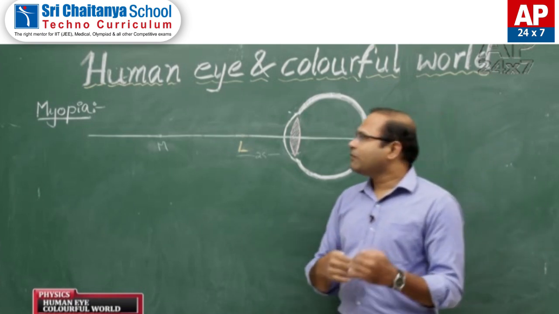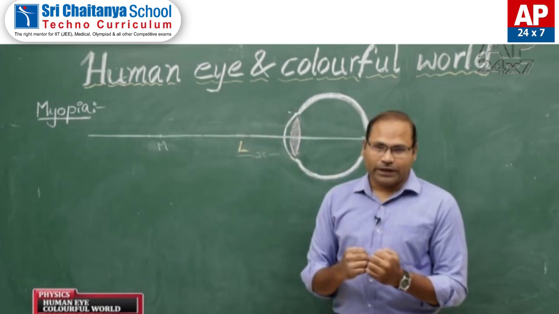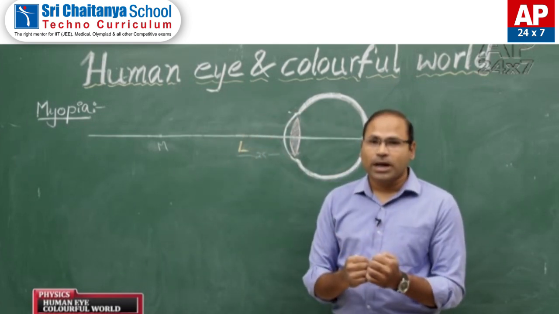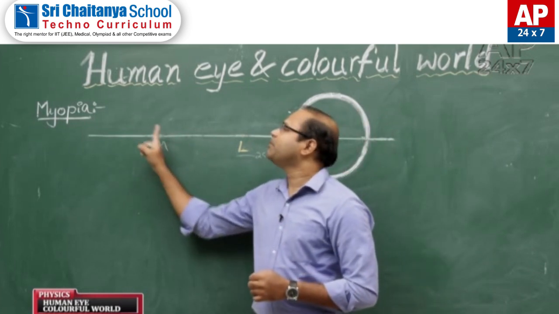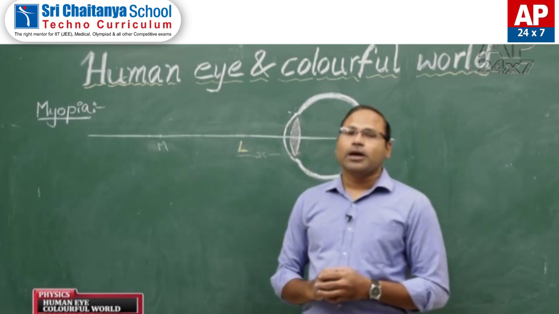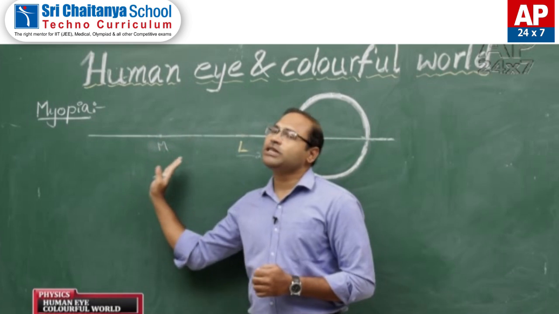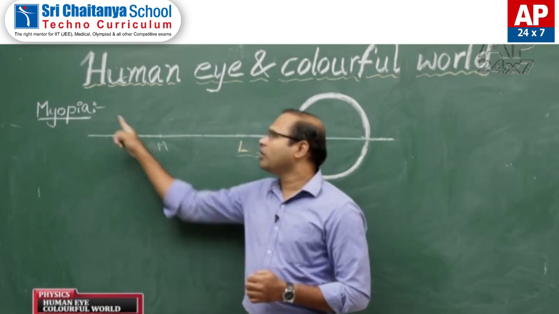Now, you can also define myopia in terms of far point. Myopia is the defect in which people cannot see objects beyond the far point. Got it? The defect in which people cannot see objects beyond the far point is called myopia.